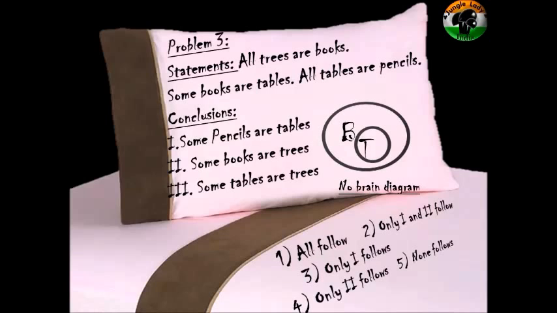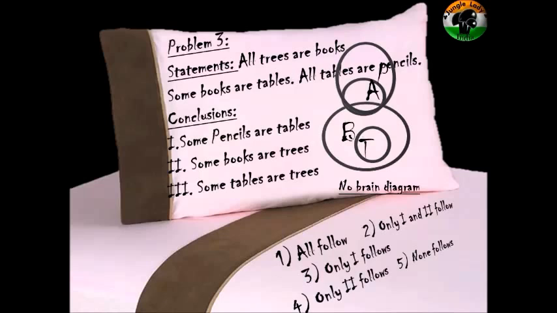Second statement is some books are tables. So how should I do this? Some books are tables, it must be an intersection. Now I should not use T for tables because for trees I have already chosen the letter T. So now I am going to choose A for tables and B I have already drawn. So there I am going to draw an intersection between A and B. A for table, right? Now the third statement is all tables are pencils. So what should I do? Table should be the inner circle and pencils, P, should be the outer circle, and I draw it this way, right?